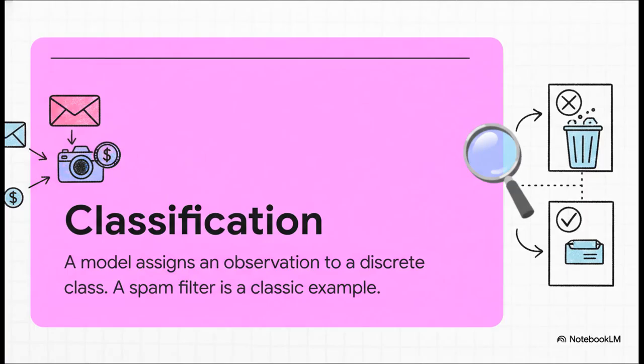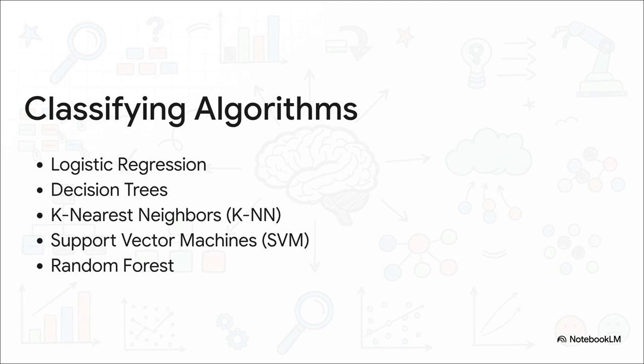So with classification, the model takes some kind of input, maybe it's an email or a photo or a financial transaction, and its only job is to assign it a label from a predefined list. The classic, everyday example is your spam filter. Every single email that comes in is either spam or not spam. There's no in between. It's one or the other. That's classification.